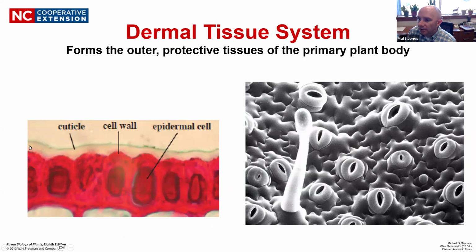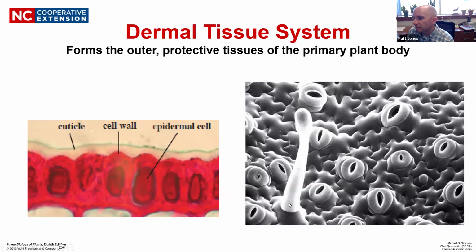They're often covered in a thick cuticle, which is a layer of wax that helps retain moisture. And then the dermal tissue system also consists of guard cells that open and close stomata, and trichomes, or hairs, that can have various functions, including releasing anti-herbivory compounds. They can form nectary systems in some cases, extrafloral nectaries at least.